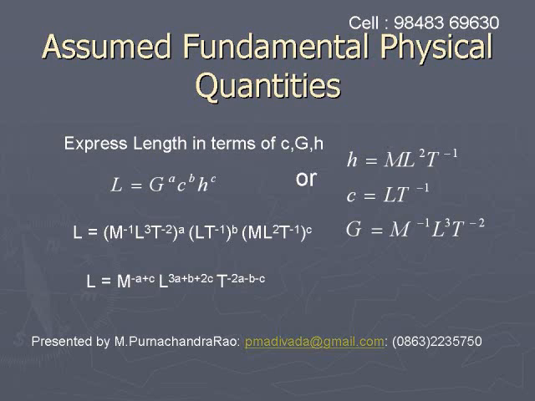On simplification, L becomes M to the power of minus a plus c, L to the power of 3a plus b plus 2c, and T to the power of minus 2a minus b minus c.